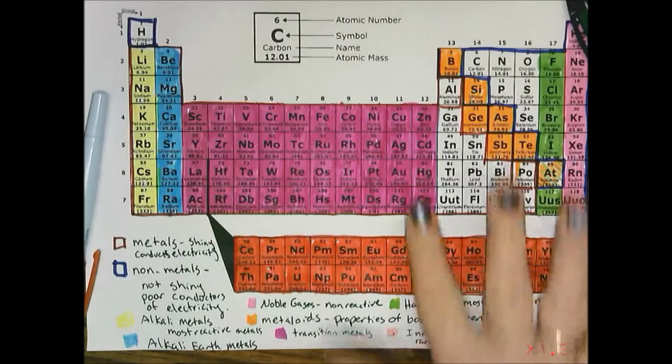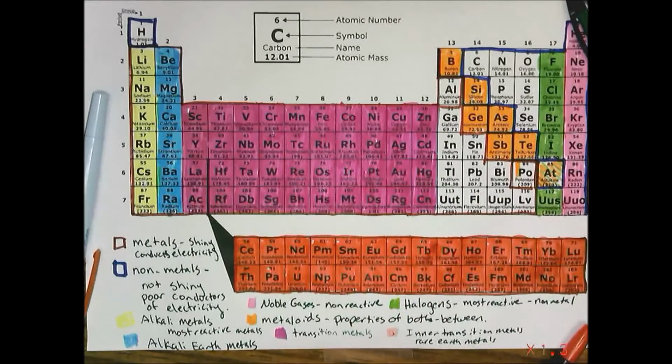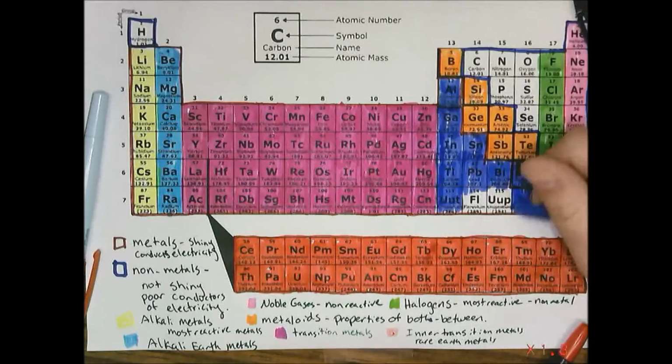Now, that only leaves one small area left for us to color, and that color is just other metals. So other metals are thallium and lead and bismuth and tin and gallium and aluminum, and we are going to color those in, and then we're going to move on, and we'll have all of our groups identified, and then we're going to add some more information.